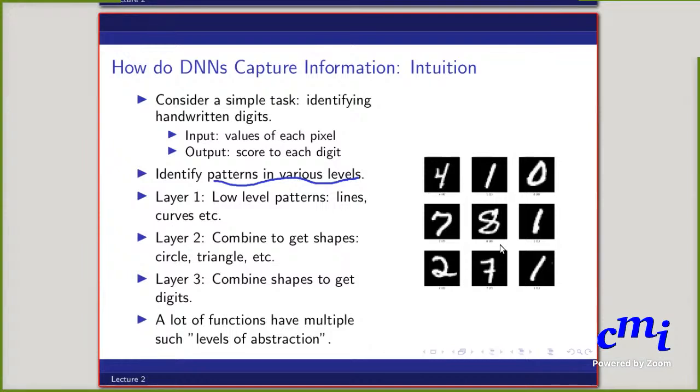So what is the role of the activation function here? Okay, now this is complicated, so I'll let you ask. Hello? Yeah, I can hear you.